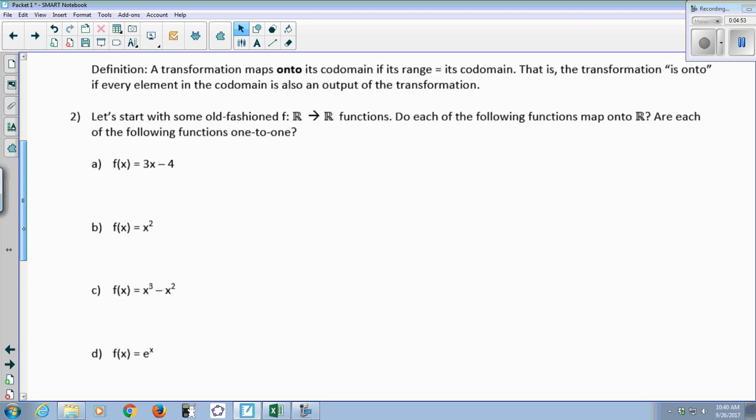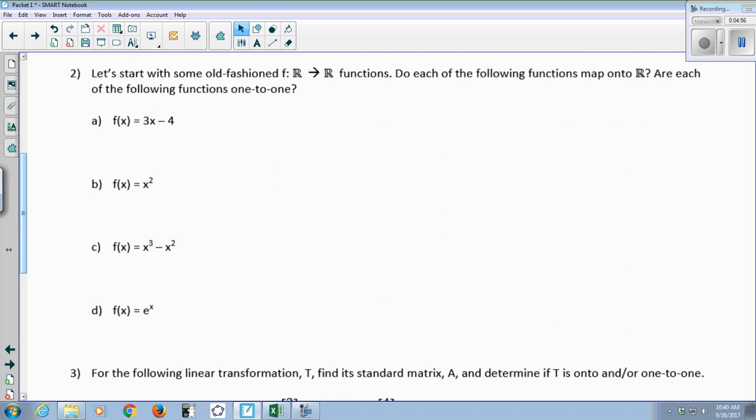So we're going to just look at some basic old-fashioned functions where inputs are real numbers, outputs are real numbers, and determine if they're one-to-one or onto. So f of x equals 3x minus 4. A quick sketch can help. 3x minus 4 looks something like that, right? Is it one-to-one? Yes, it passes the horizontal line test. So for each y value, there's only one x value that maps to it. So this is one-to-one.